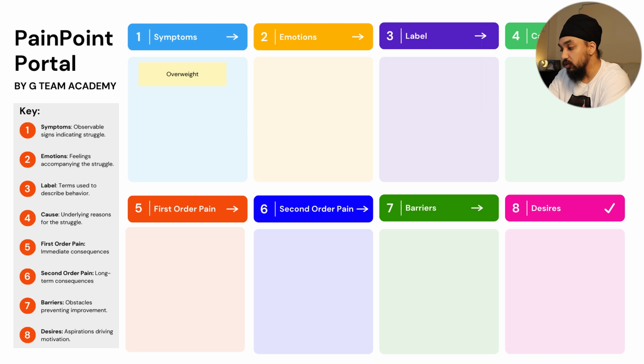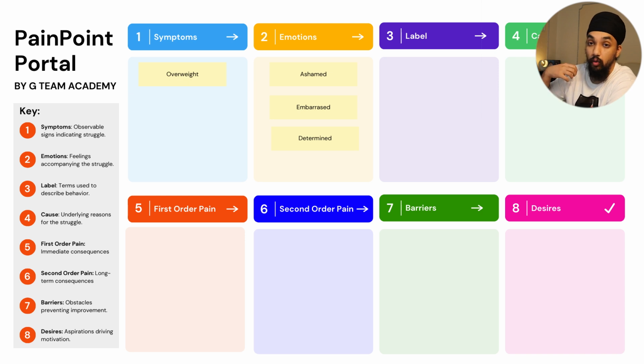Now, off the back of this, you can then go into the emotions. How do they actually feel about being overweight? And typically at this point, you need to ask a few more questions. You can probably guess how people feel. Some people might feel a little bit ashamed, right? And by the way, I used to be quite overweight, so I feel like I'm in a place where I can speak about this kind of stuff. You feel ashamed, you feel embarrassed, you feel determined to make a change. These are the emotions that you feel as your potential customer, right?